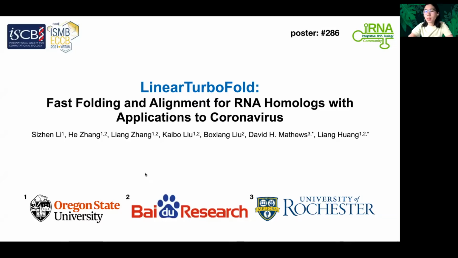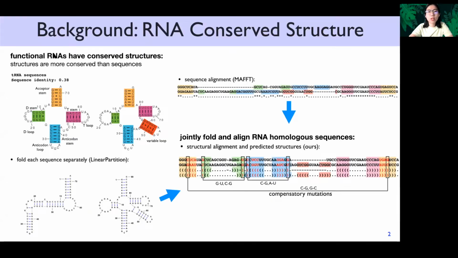Hello everyone, in this video I will briefly introduce our research work LinearTurboFold. As we know, functional RNAs have conserved structures, and their structures are even more conserved than their sequences. Here is an example. There are two tRNAs. Their conserved structures look like a clover leaf, but their sequence identity is pretty low.